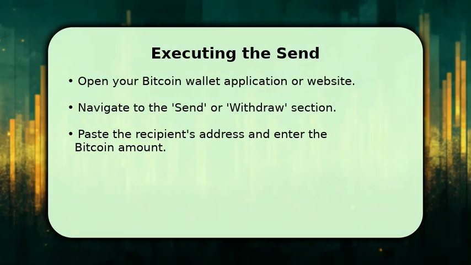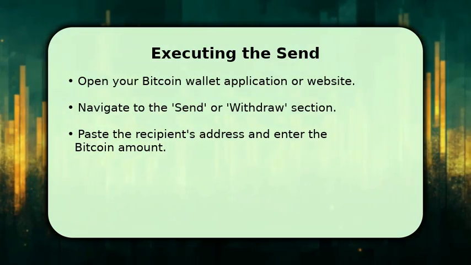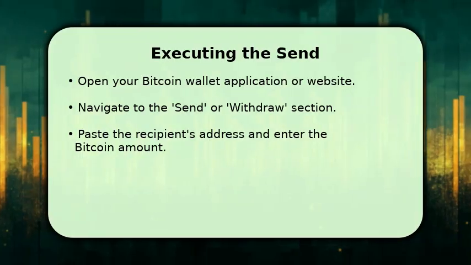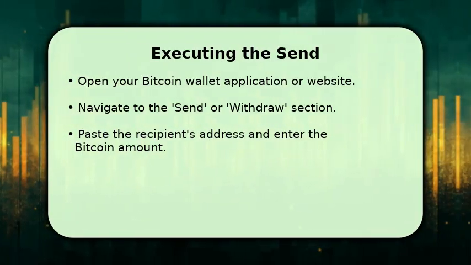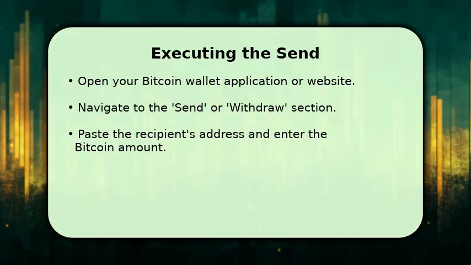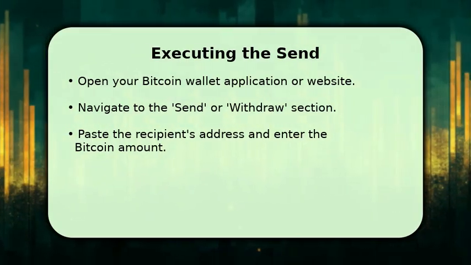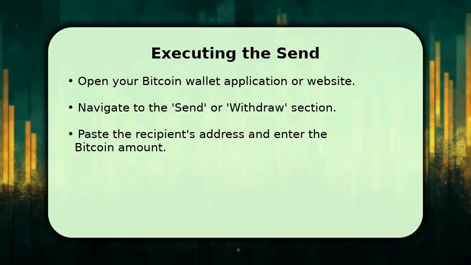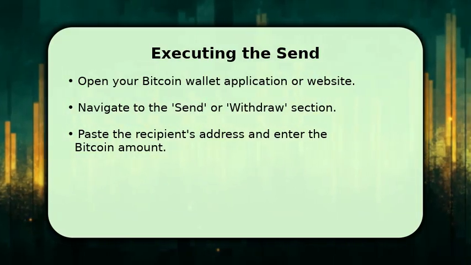To send Bitcoin, open your chosen wallet and locate the Send or Withdraw option. Carefully paste the recipient's Bitcoin address into the designated field. Double-check every character of the address to prevent errors. Then, input the exact amount of Bitcoin you wish to transfer.